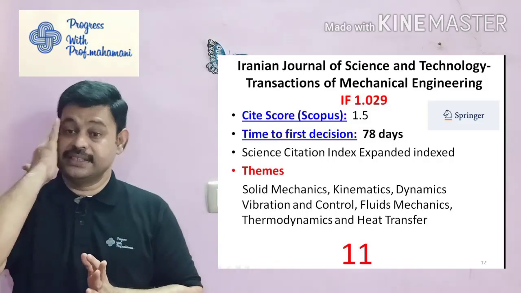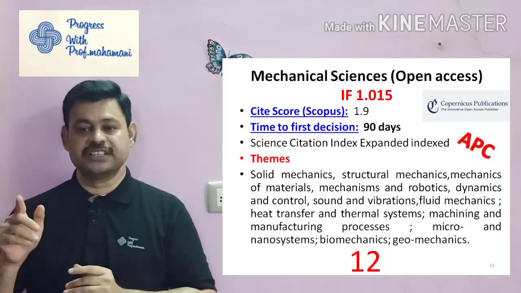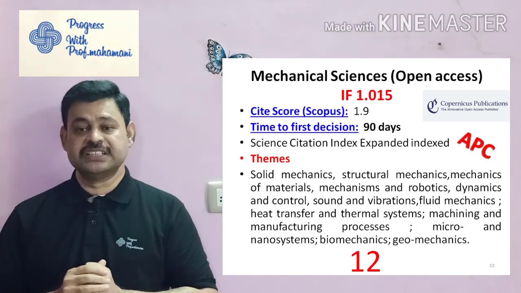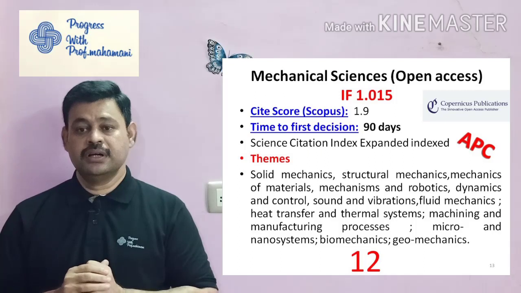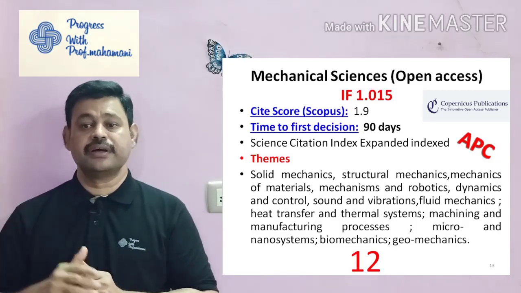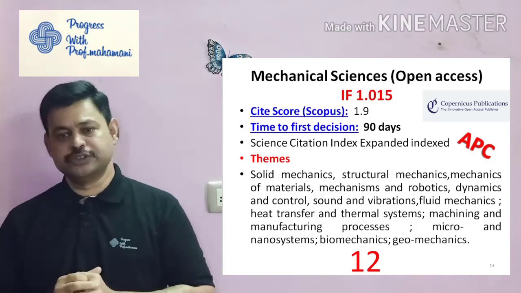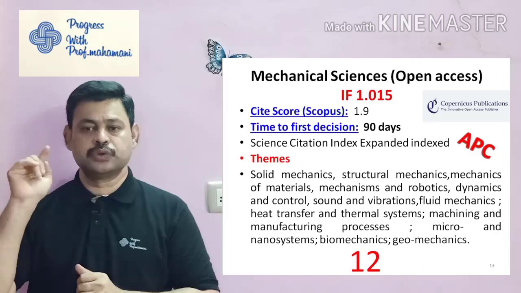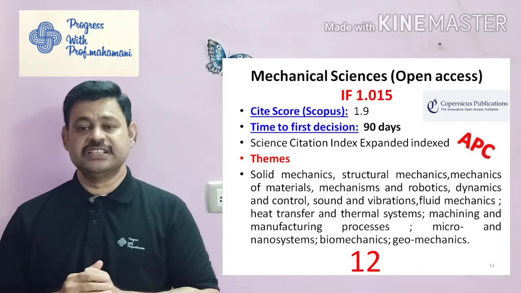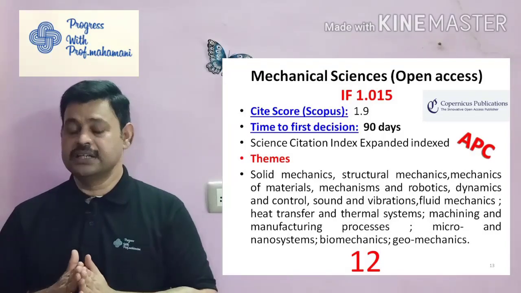If you go to the 12th journal, it is Mechanical Sciences. This is an open access journal. Impact factor for this journal is 1.015. This is a Copernicus publication. That publisher is the publisher for this particular journal. This is a Scopus indexed journal with a CiteScore of 1.9. Time to first edition, they are taking 90 days. This is also a SCIE indexed journal.